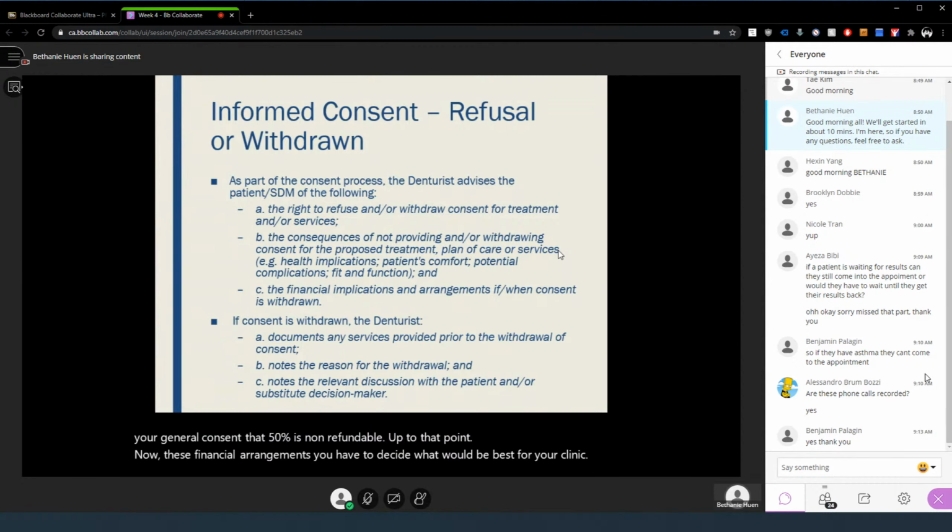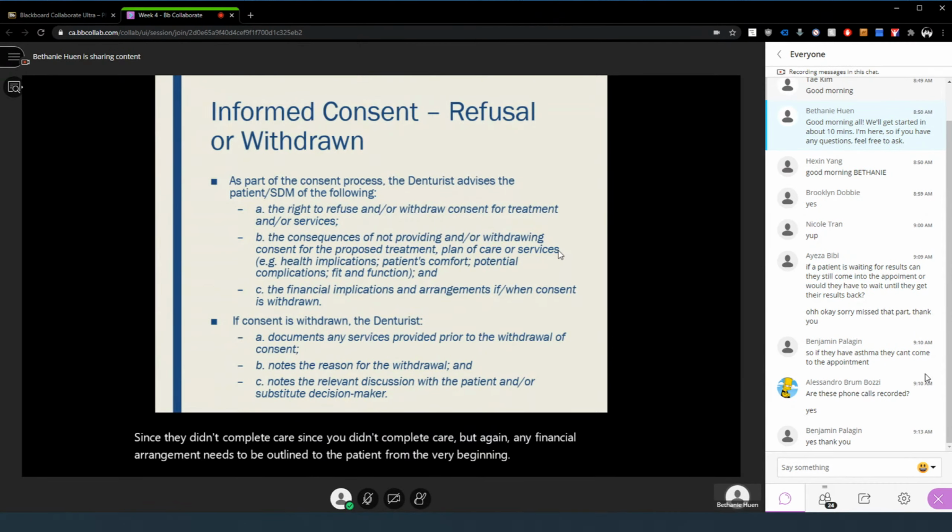Now, if the patient paid 100% of the cost up front, and you're at try-in stage, it would make sense for you to work with that patient to give them a certain amount back since they didn't complete care, since you didn't complete care. But again, any financial arrangement needs to be outlined to the patient from the very beginning.